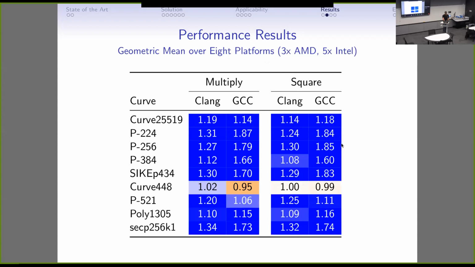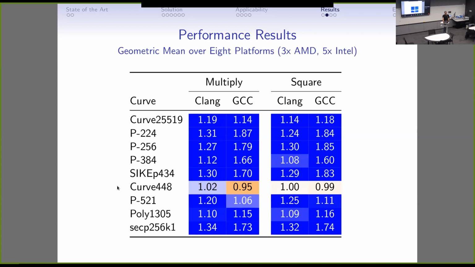If we fill out that table, we see that we are better, which is blue, on most of these curves. For this curve 448, it's a very large curve, and we assume that our optimizer hits its bottleneck there somewhere by not being able to measure the impact of one particular mutation over a large stretch of instructions. So that's what we assume.